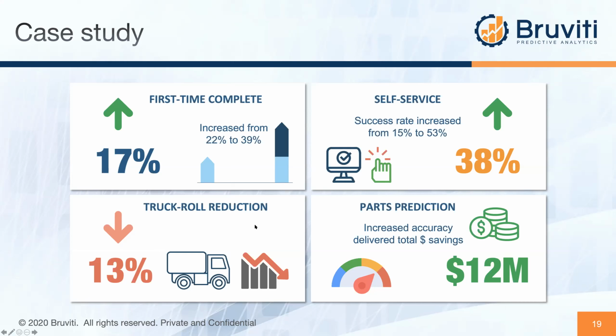The other ones here speak to our abilities from an agent assist perspective. The AI we're providing in the chatbots and the decision trees allows them to get a first time complete. That is a measure of being able to resolve a call from a customer in a single call, without service dispatch and without a second call.